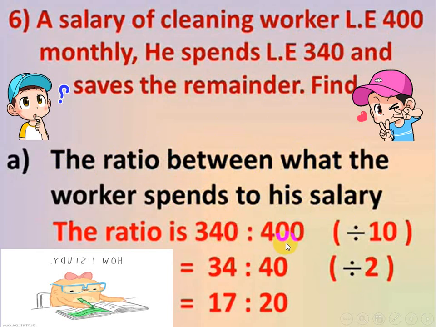340 to 400, they are divisible by 10. 340 divided by 10 equals 34. 400 divided by 10 equals 40. 34 and 40 are even numbers, they are divisible by 2. 34 divided by 2 equals 17. 40 divided by 2 equals 20. 17 and 20 are in the simplest form. So the ratio will be 17 to 20.